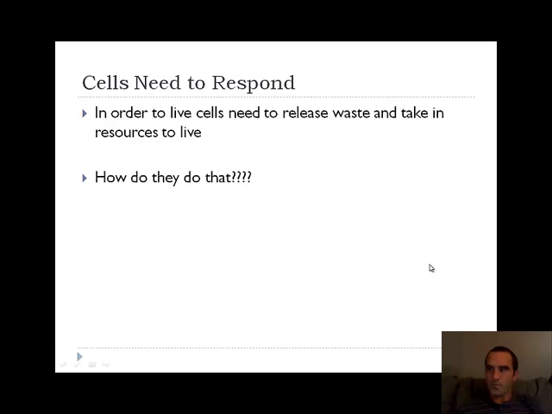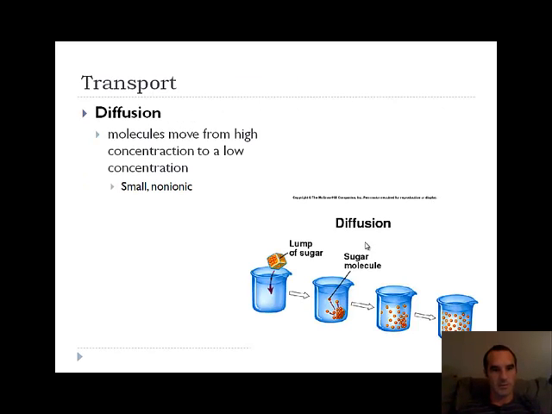So you can't just have this enclosed environment with nothing coming in or out. Then it wouldn't be a living thing. So we already talked about living things needing to respond. So a cell also needs to respond. It's got to release waste, and it's got to take in resources. But how does that happen? There's a couple different ways that cells can transport things.